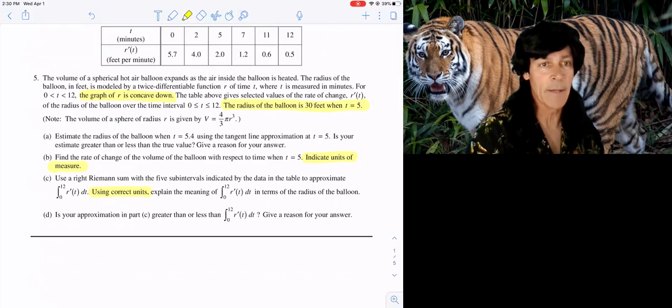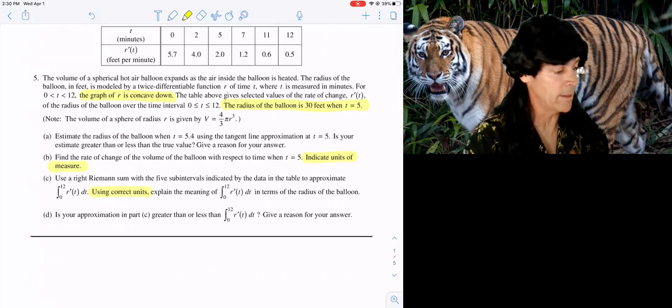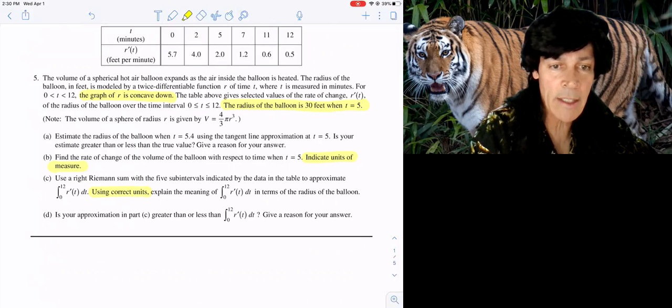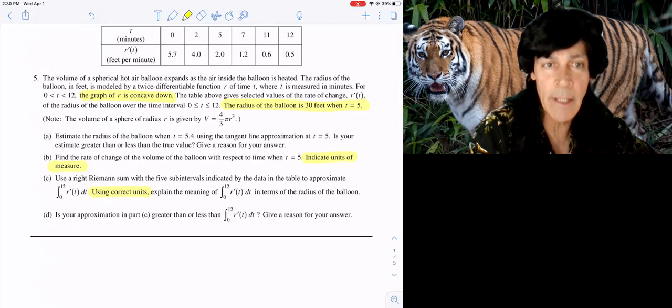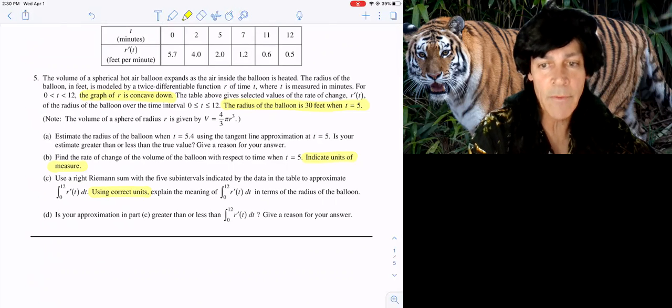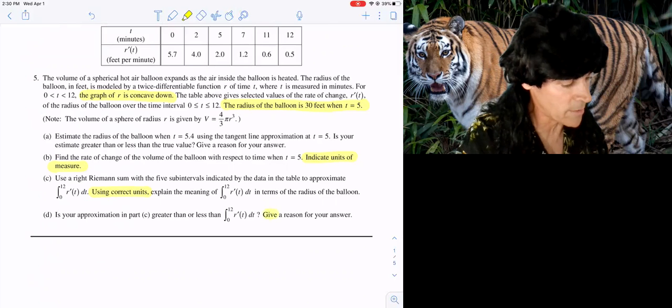Okay, and part D, for Pete's sake, finally all done. Part D, is your approximation in part C greater than or less than the definite integral from 0 to 12 of r prime of t dt? Give a reason for your answer. There we go again. Give a reason for your answer.